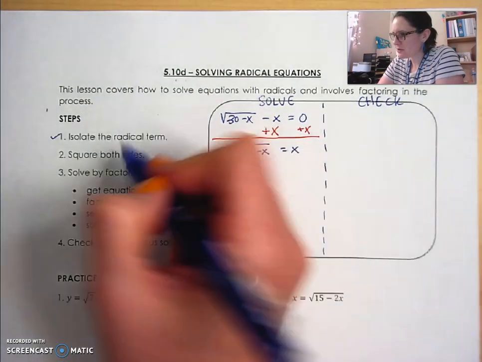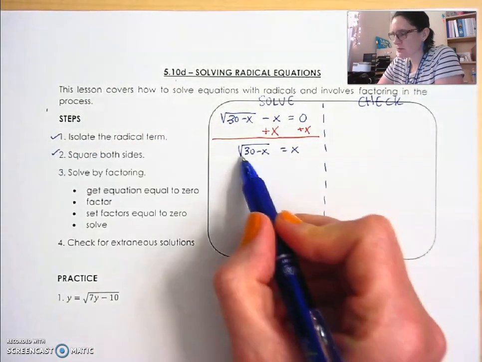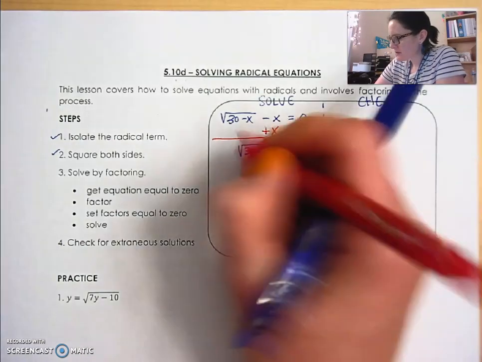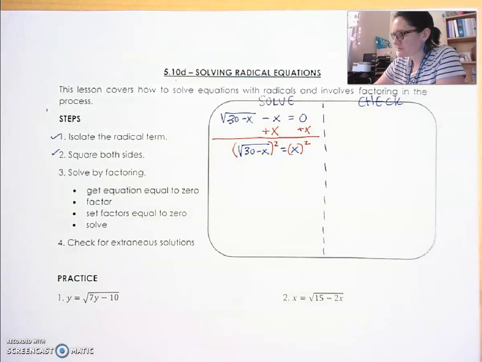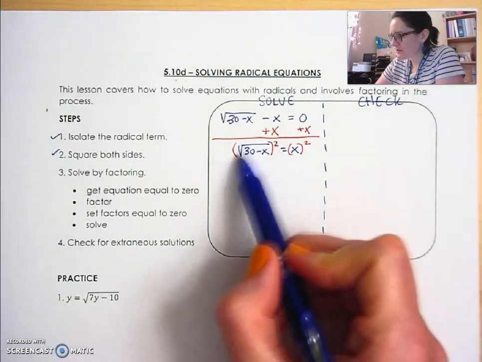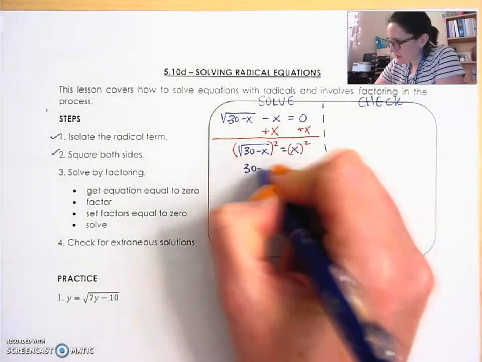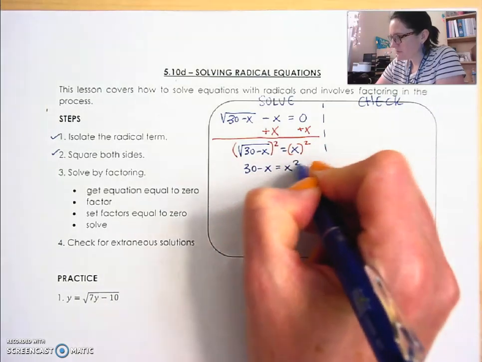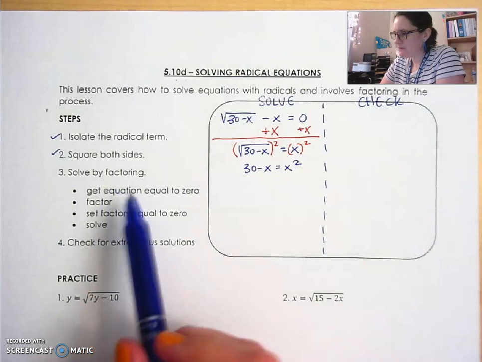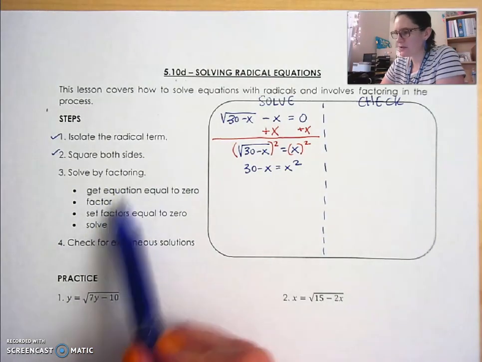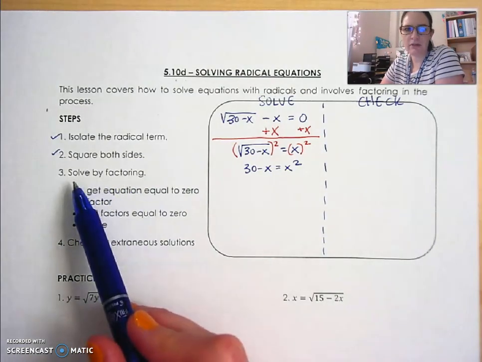Step 2 is to square both sides. That's going to get rid of my square root. So whatever you do to one side, you have to do to the other. So square cancels out square root, leaving me 30 minus x equals x squared. The next step is to solve by factoring, and these bullets here are the individual steps to do step 3.